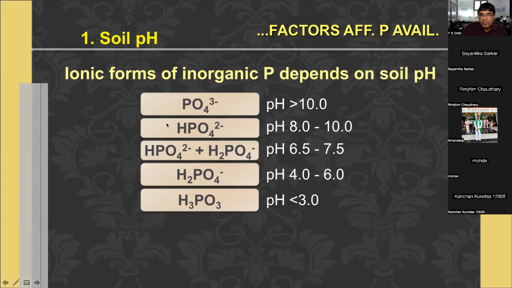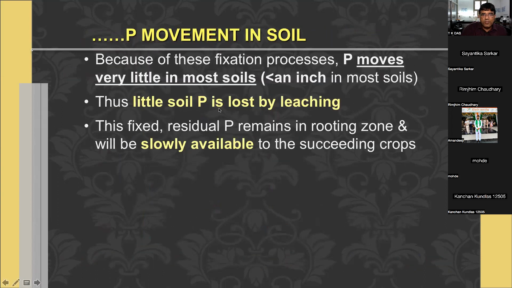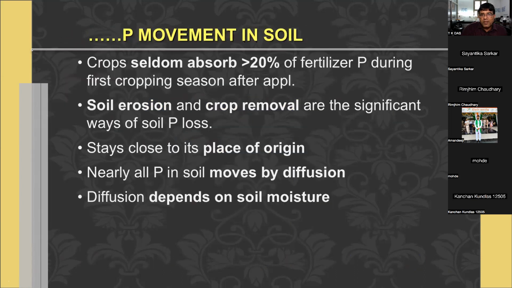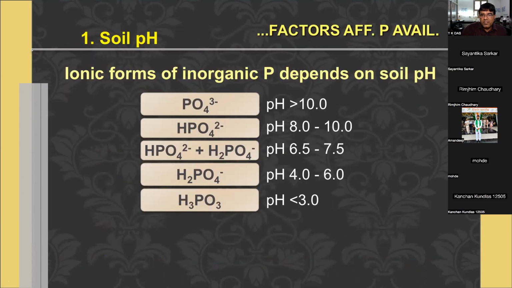So if we start with pH, pH affects the availability. You can see here phosphate ions, I have already shown you this picture. You have already seen it, and from this picture you can extract and present data in this form also. At pH 10 or more, HPO4 divalent phosphate dominates. From 8.8 to 10, it is dominated by this. HPO4 and H2PO4 are in almost equal forms from 6.5 to 7.5, H2PO4 from 4 to 6, and phosphoric acid below 3. So you can see this is very important.